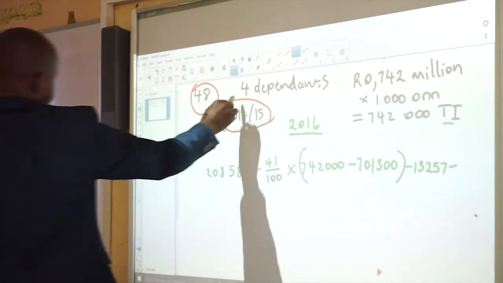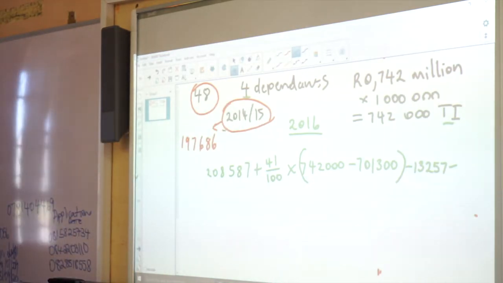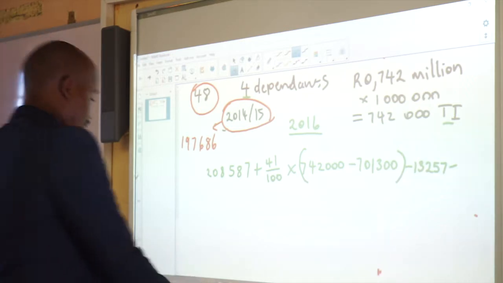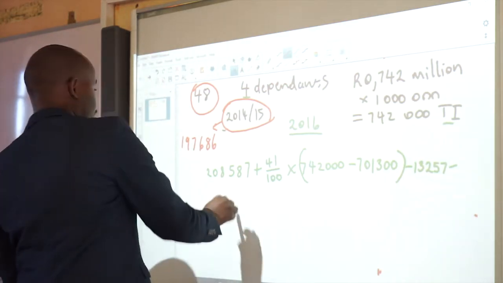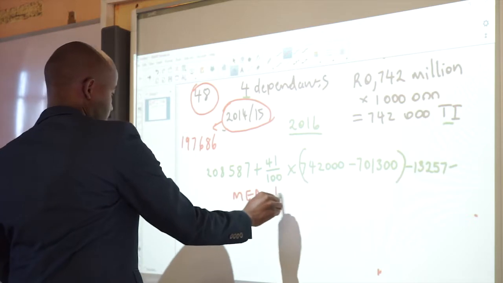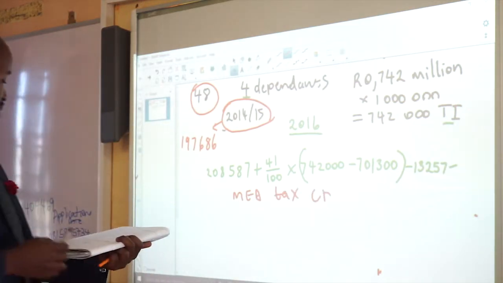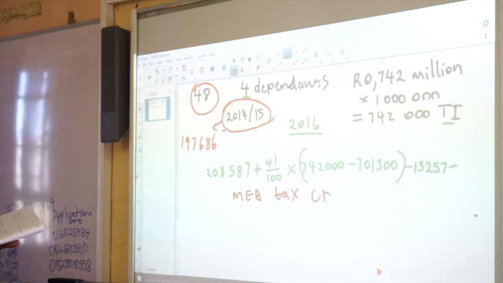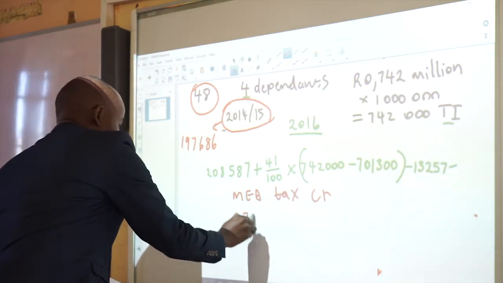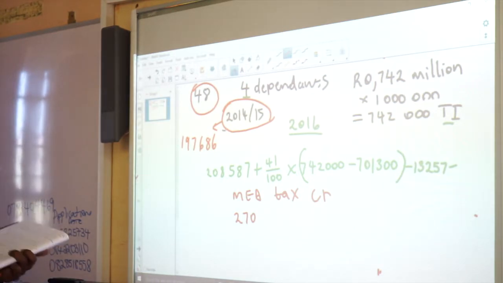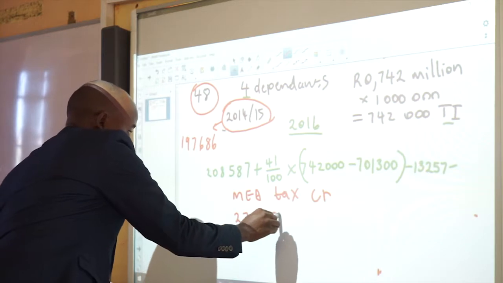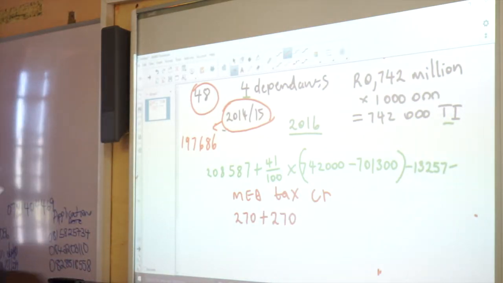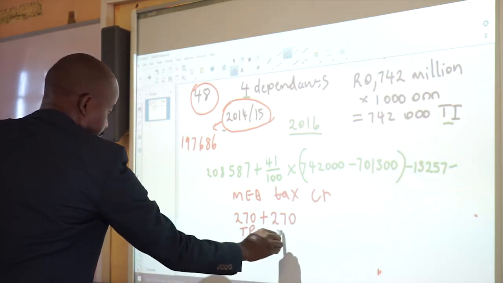Again, we are told 4 dependents, which means it's the taxpayer, the first dependent, and 3 additional dependents. Right? Let's calculate the medical tax credit separately. First dependent, the main member or the owner of the medical aid: 270, right? First dependent, 270 again. So it's the taxpayer and the first dependent.